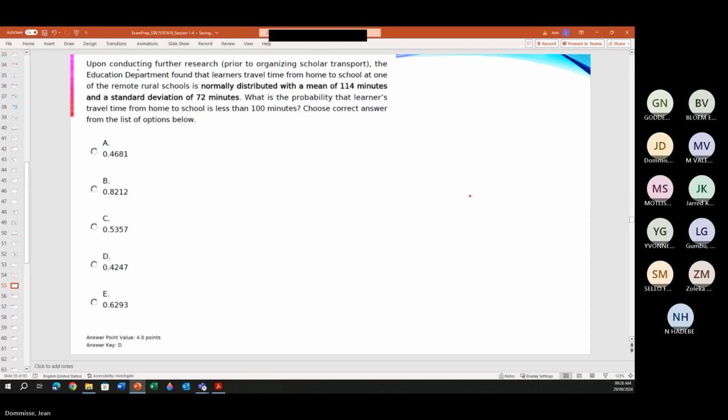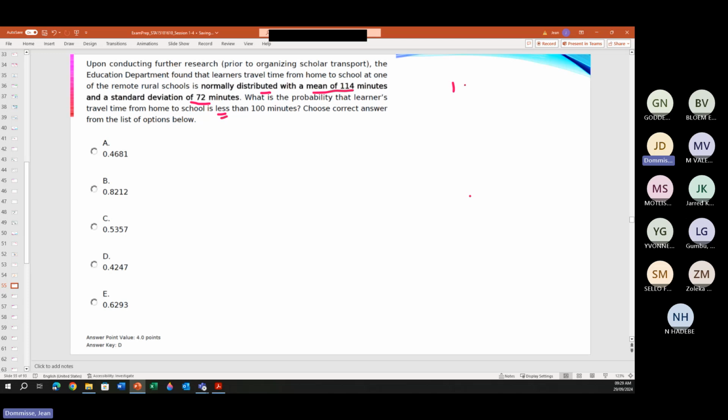Okay. Upon conducting further research prior to organizing scholar transport, the education department found that learners' travel time from home to school at one of the remote rural schools is normally distributed with a mean of 114 minutes and a standard deviation of 72. What is the probability that learners' travel time from home to school is less than 100 minutes?